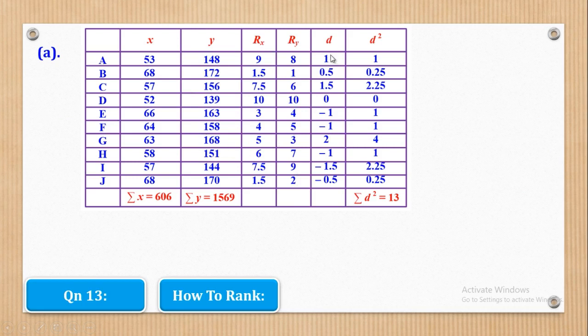Now after that, we need a column of D. D means difference or deviation. Now how is it got? We shall say Rx minus Ry. So when I say this minus this, I'll come up with 1. This minus this, I'll come up with 0.5.